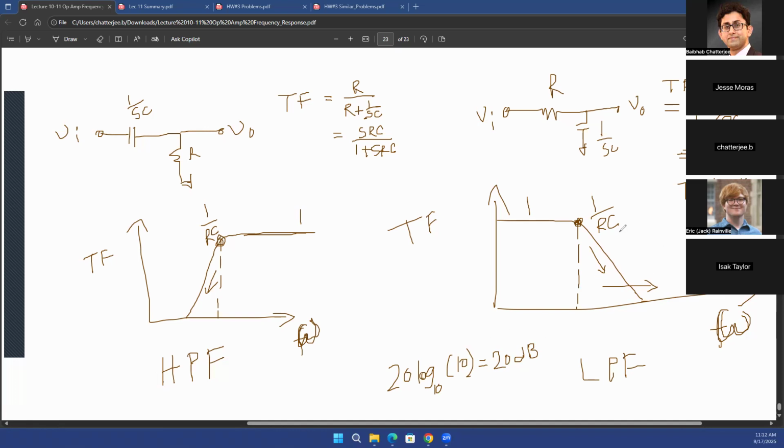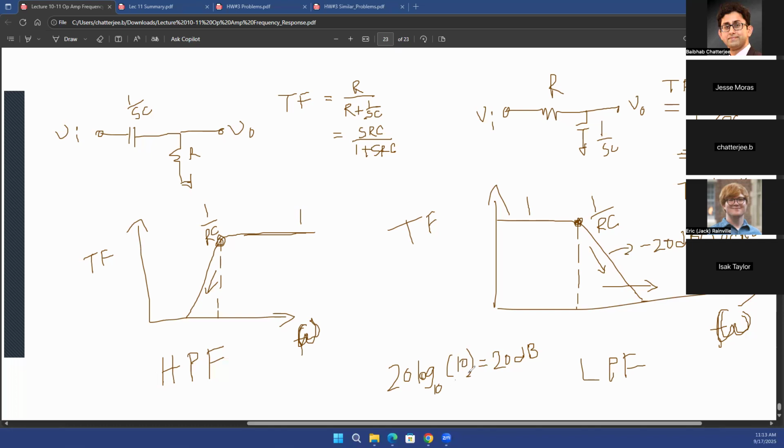So if your frequency increases by 10 times, your gain reduces by 10 times. Another way of saying that is the slope is going to be minus 20 dB per decade. So minus 20 dB per decade is the slope of this filter. What is the meaning of that? That if you increase your frequency by a decade, that is by 10 times, your gain of the system will reduce by 20 dB.